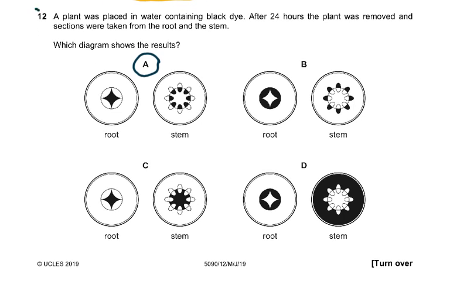Then coming on to question number 12. A plant was placed in water containing a black dye. After 24 hours, the plant was removed and sections were taken from the root and the stem. Which diagram shows it? But you know the root is on the inside and the stem is also on the inside. So it would be A. Here, of course, they're showing you the black color. So the black color is where the vascular bundles are, if you know their position. You need to revise this if that is not clear to you.